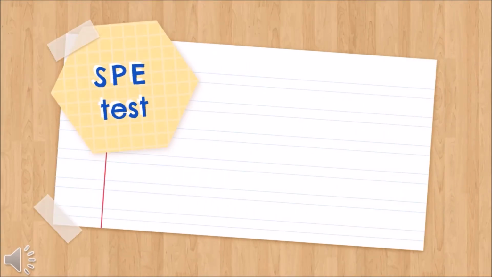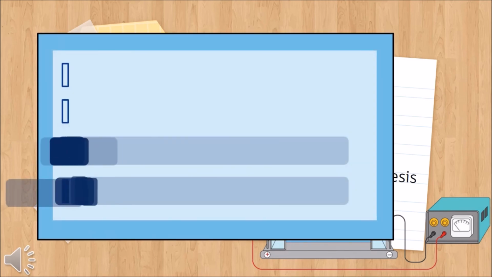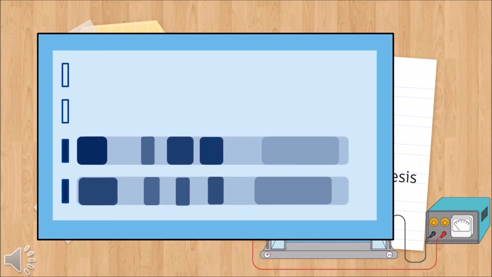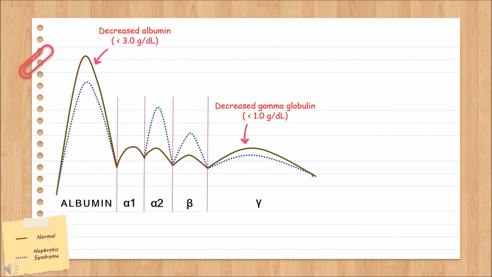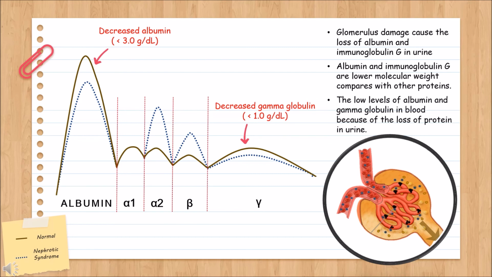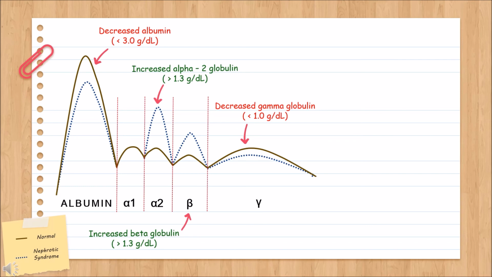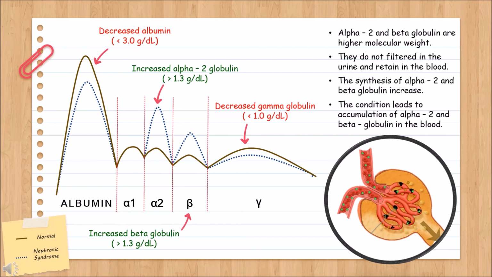Serum protein electrophoresis is another method used for nephrotic syndrome analysis by examining the specific proteins in blood. In this method, electrophoresis separates 5 major fractions of protein, which include albumin, alpha-1, alpha-2, beta and gamma globulin. In a nephrotic syndrome specimen, the albumin and gamma globulin show decreased bands. This occurs because both molecules are lost excessively in the urine as their molecular weights are lower compared to other proteins. On the other hand, alpha-1 remains unchanged, while alpha-2 and beta globulin show increased bands. Since both molecules are high in molecular weight, they cannot pass into the urine and are retained in the blood circulation. The increase of protein synthesis will lead to accumulation of alpha-2 and beta globulin in the blood.